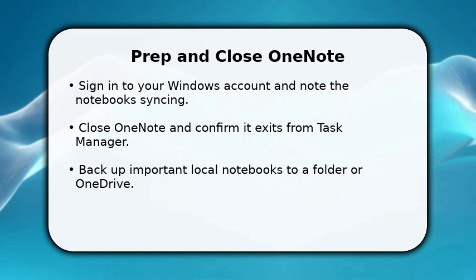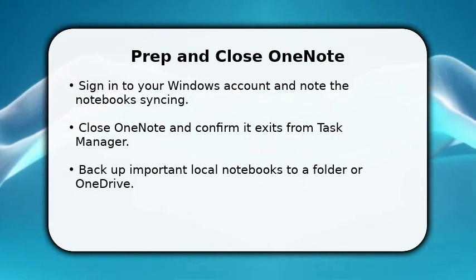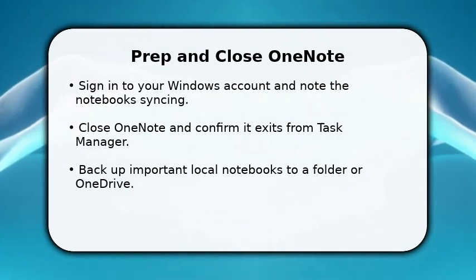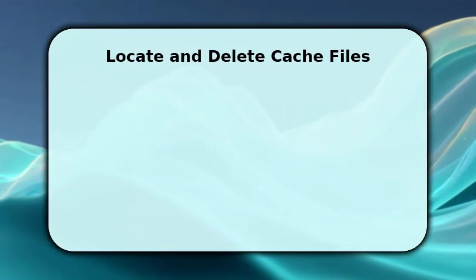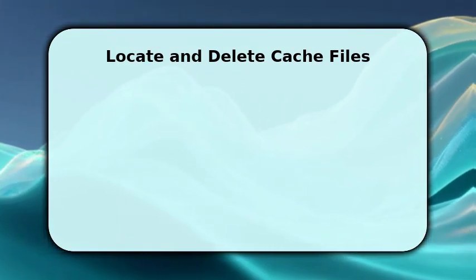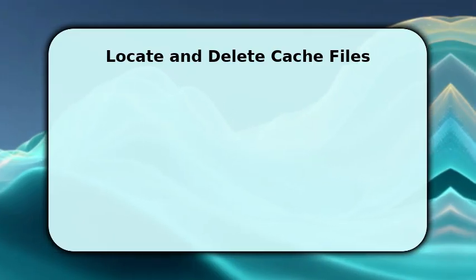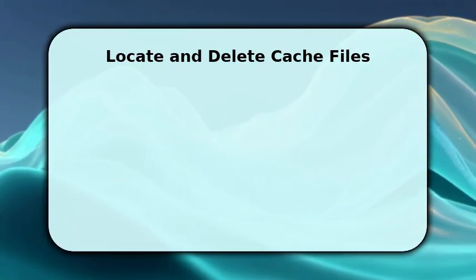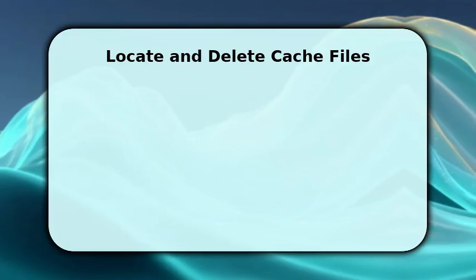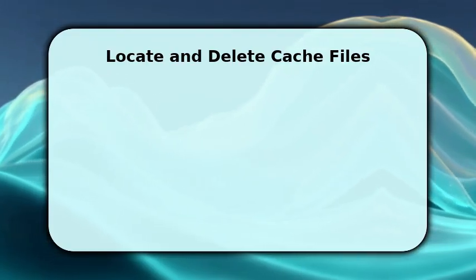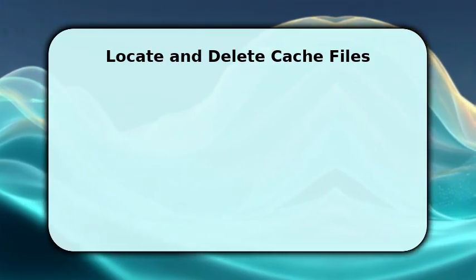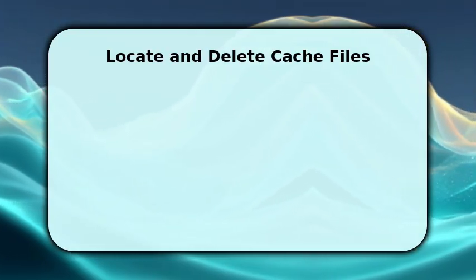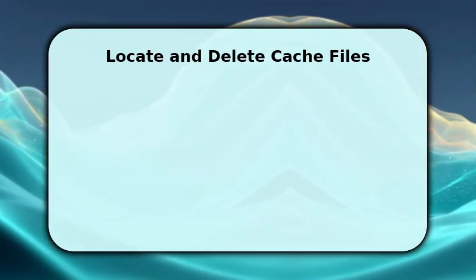Now you locate the cache within File Explorer using %localappdata%\Microsoft\OneNote\settings. This targets user-specific data. Find the folder matching your OneNote version, for example 16.0, and inspect the content so you know what's removed. Make sure to move the cache to a backup folder if you're hesitant, otherwise delete the cache folders to force a fresh sync. Once deleted, reopen OneNote and allow it to resynchronize.